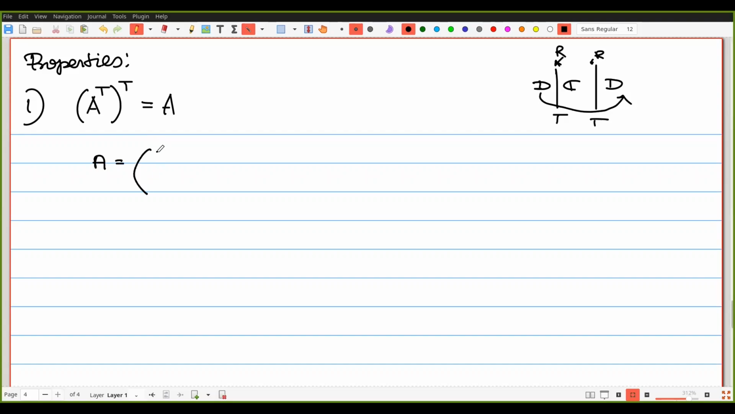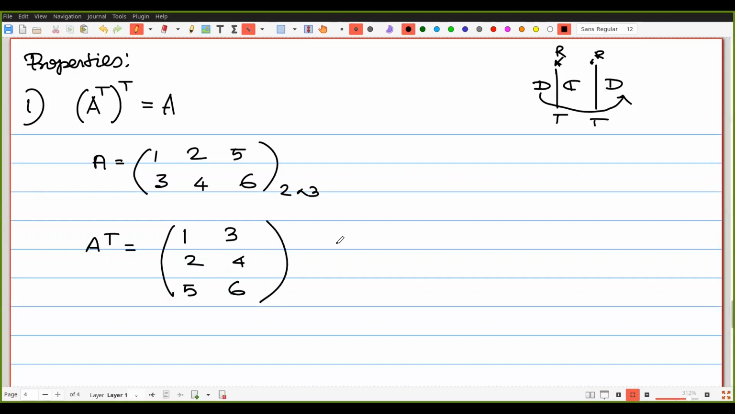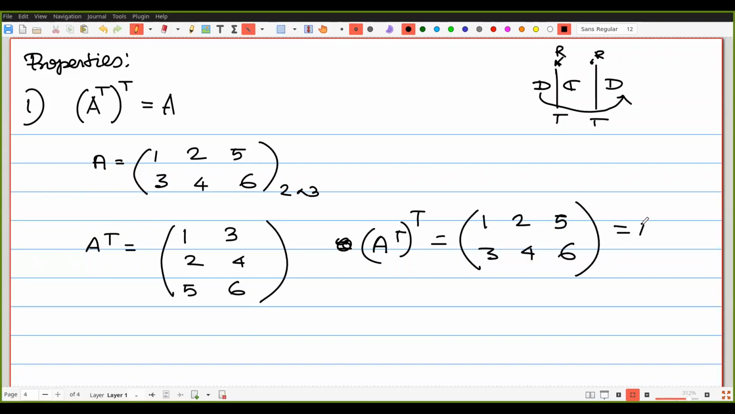Suppose A is equal to [1, 2, 3; 4, 5, 6]. So that is our 2 cross 3. So A transpose means [1, 4; 2, 5; 3, 6]. And once again, we are transposing it, A transpose of transpose. So if we transpose it, we are getting [1, 2, 3; 4, 5, 6]. That means the matrix A itself. That is called the transpose of transpose. Okay.